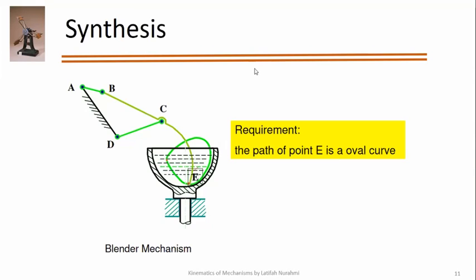And what it is doing is just blending something or mixing something in this bowl, or you can say whatever this block is. So there you are mixing something. So when this link moves, it will always have this kind of motion. Okay, so that's the blender mechanism.